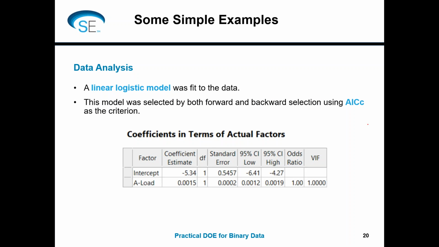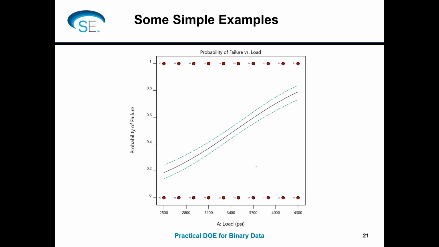So what they did is they fit a linear logistic model to the data using forward and backward auto selection. They tried both and got the same model. And this is the coefficients table here, the coefficients that go into that logistic equation. So you see you have intercept and load, these are the coefficients, and so on. Once you're at this point, things are the same as they are when you have ordinary least squares. And this is what the model actually looks like with the confidence bands drawn in.